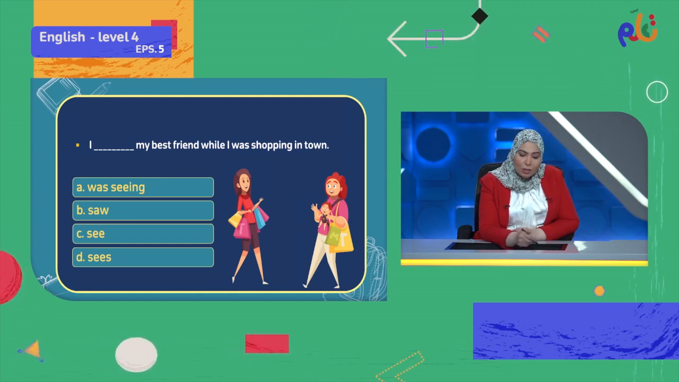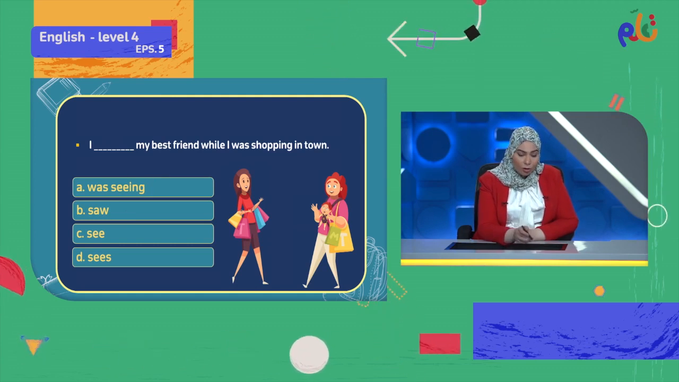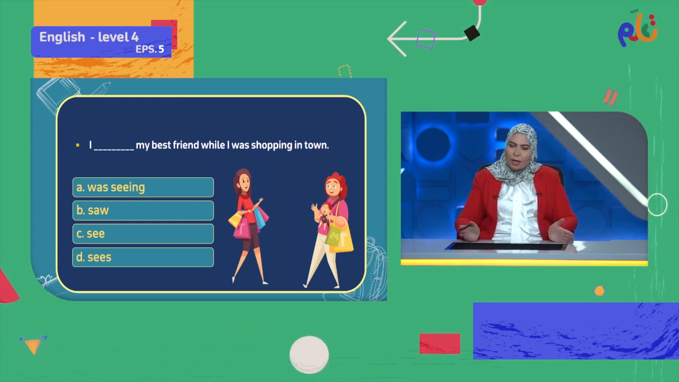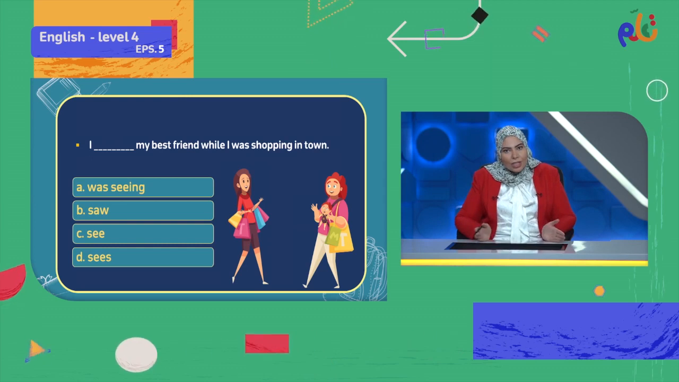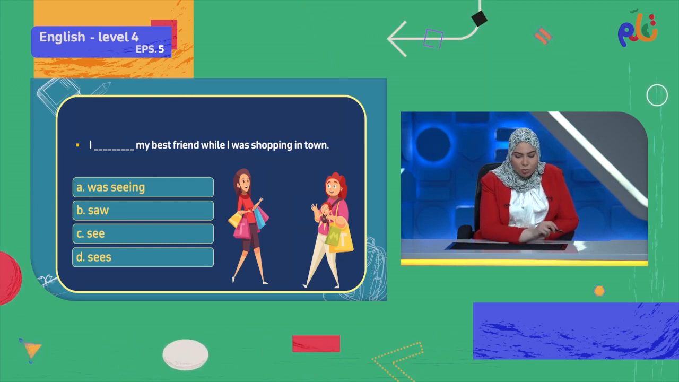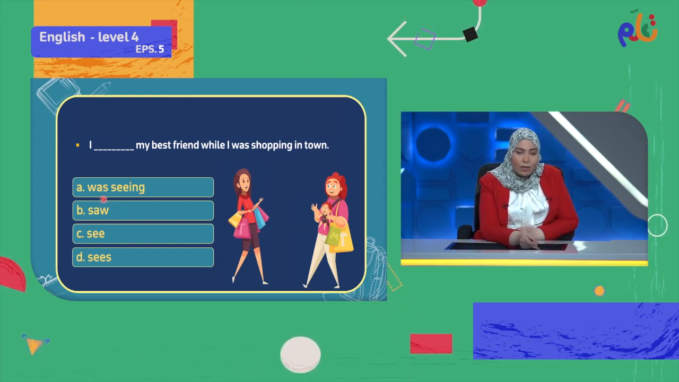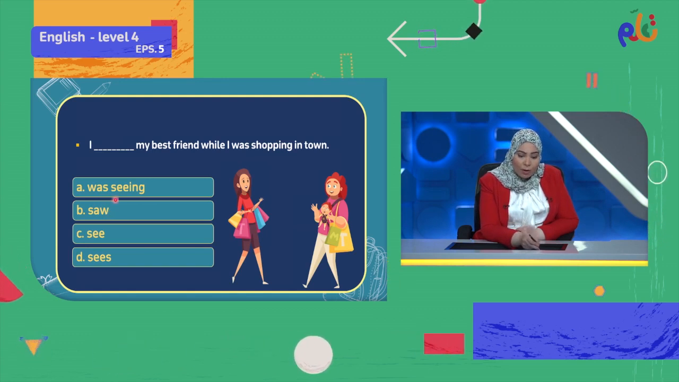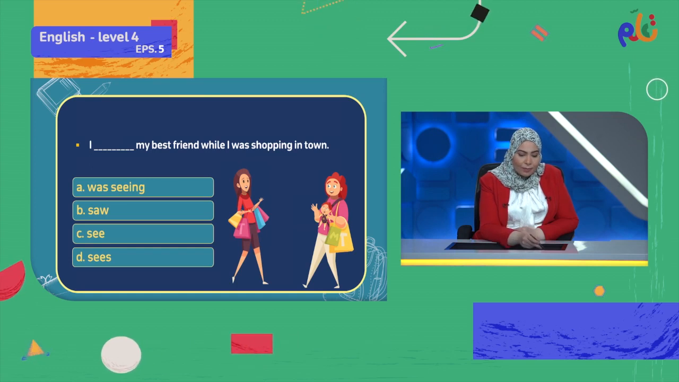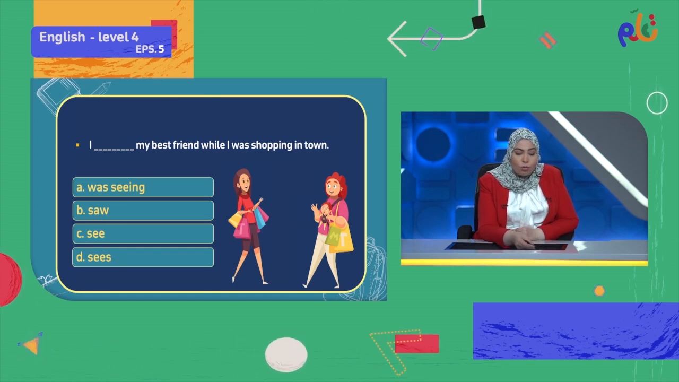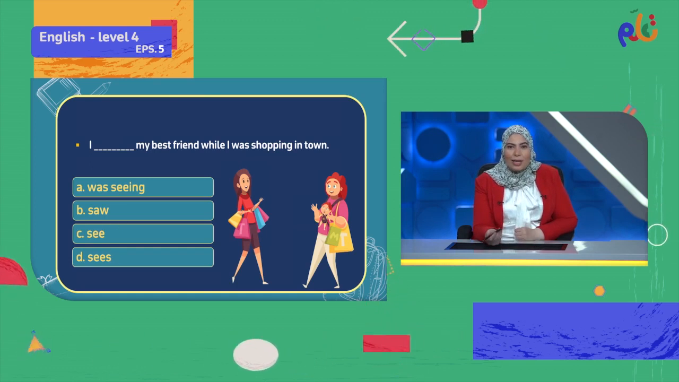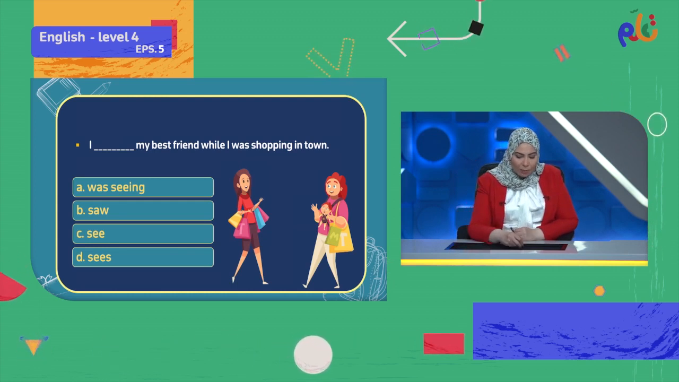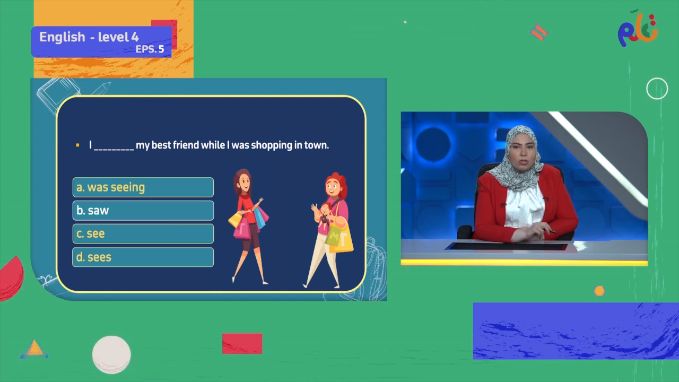So let's look at the options that we have and see whether it works or not. Was seeing, so it doesn't work because we're not talking about the long action here. And we have saw. I believe it's good because we're talking about this action in the past. Here we have the present, and it doesn't work like this because we're talking about a situation that happened in the past. So the best option that we have is saw.